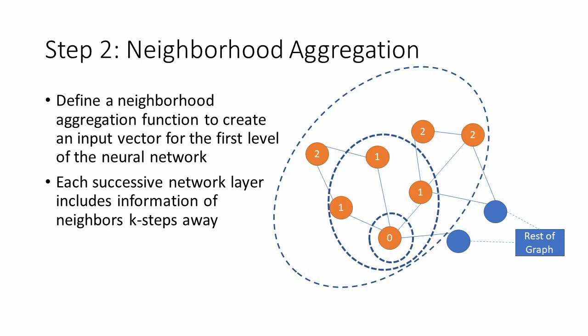At the first level of the network, only the central node is used for learning. Then for each hidden layer in the network, more neighboring nodes are considered, so that at hidden level k in the neural network, the model is learning about nodes k hops away from the central node.